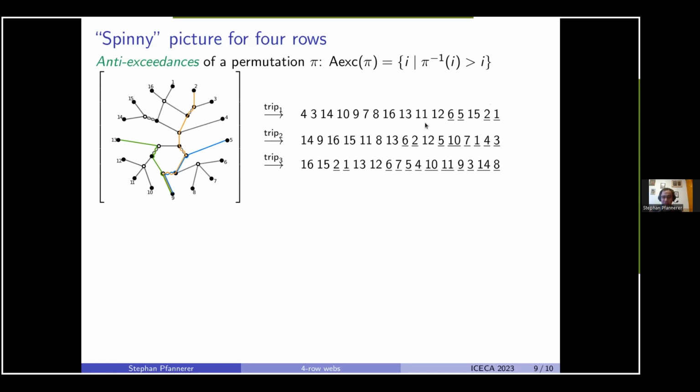So the anti-exceedances of trip 1, here we have 4 of them, in trip 2 we have 8 of them, and in trip 3 we have 12 of them. And also if we look at the sets, here we have 1, 2, 5, 6. Here we also have 1, 2, 5, 6, and some more entries, 3, 4, 7, and 10. And also for trip 3, the anti-exceedance set of trip 3 is a superset, a bigger set than the anti-exceedance set for trip 2.